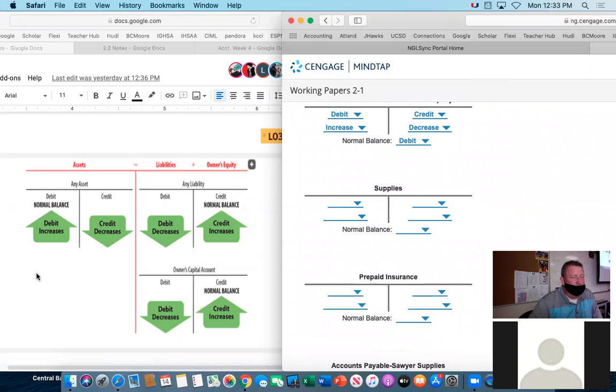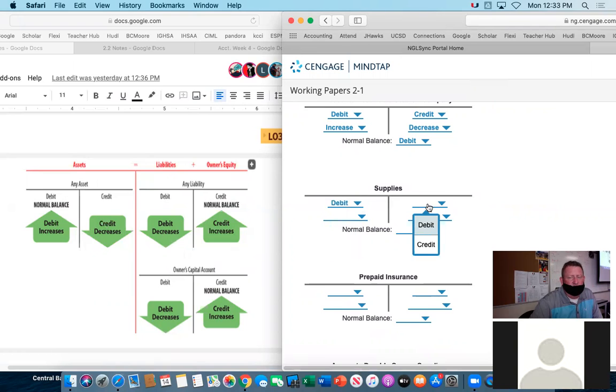Supplies and insurance. These are still assets. So are you having a hard time? David, are you getting into accounting? Yeah, you gotta get in there. I bookmarked it so you don't have to go to Google.